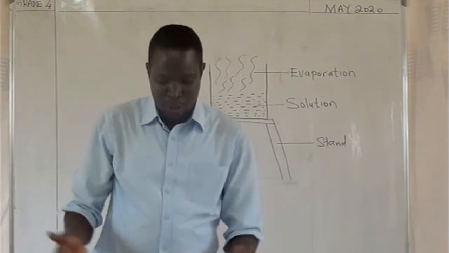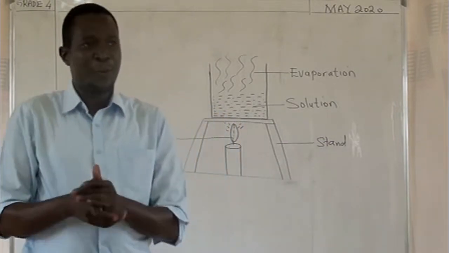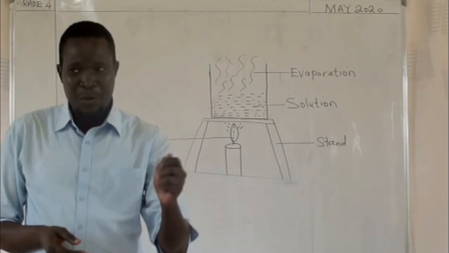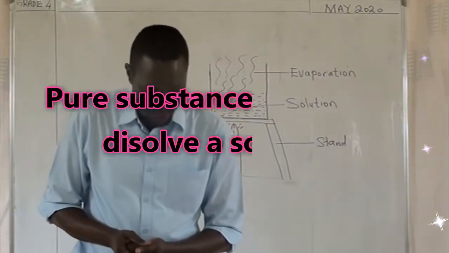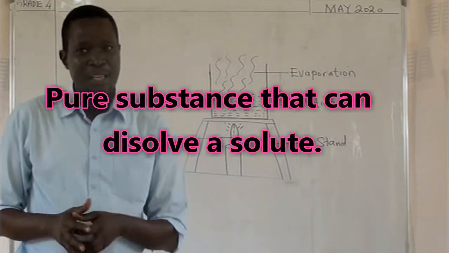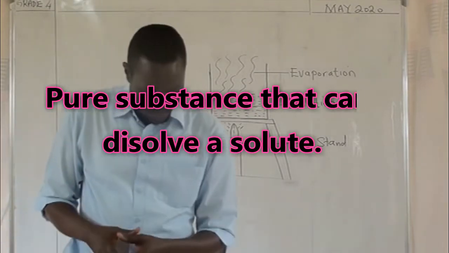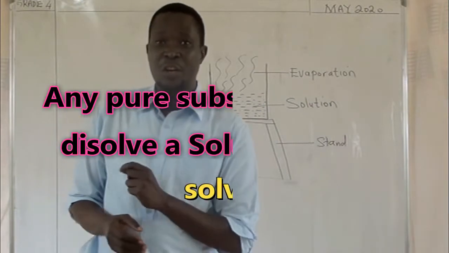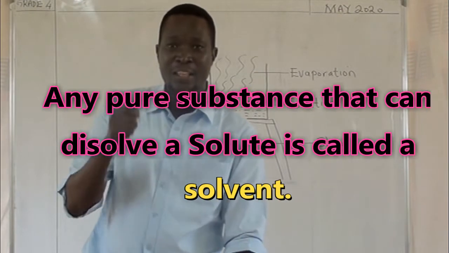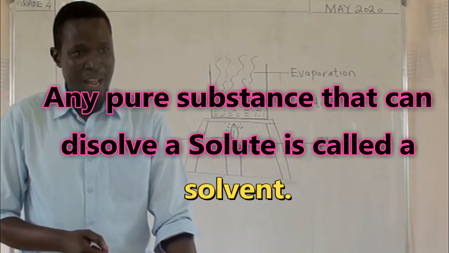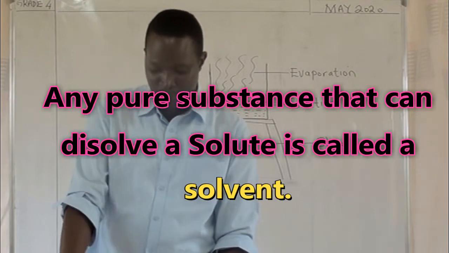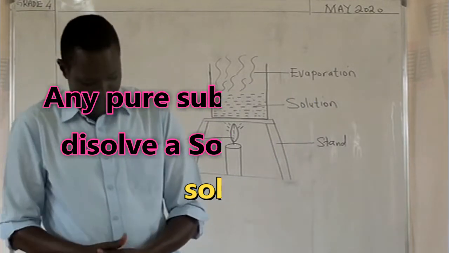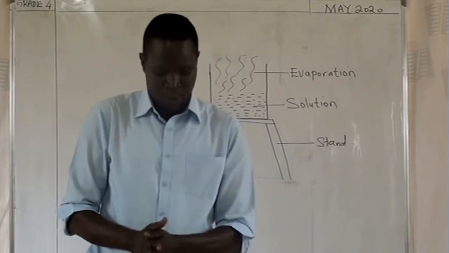Now, we have known what a solution is. We realize that for there to be a solution, there must be two things. One, there must be a pure substance that can dissolve a solid. Any pure substance that can dissolve a solid is known as a solvent. And the common solvent that we have is water. So, water here is a solvent because it is able to dissolve a solid.